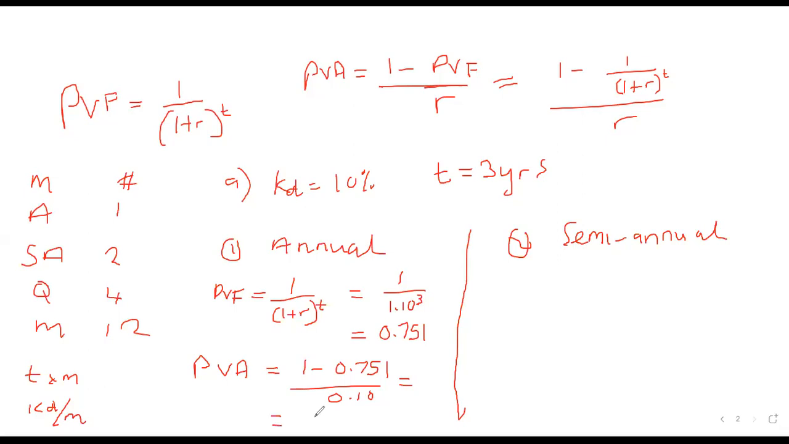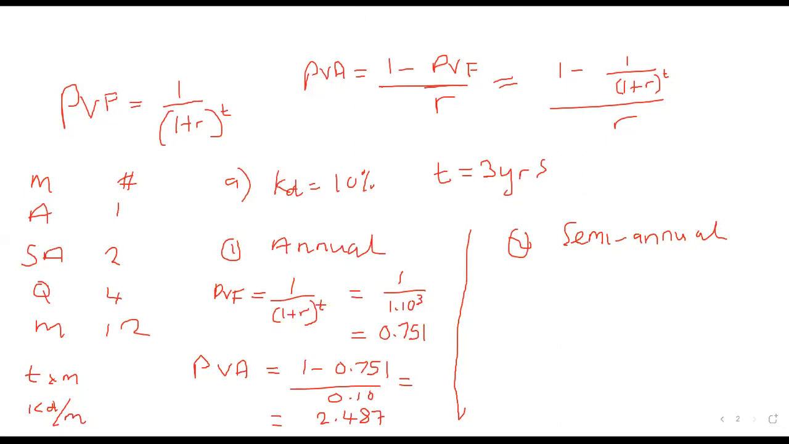I'm getting a different answer. I'm getting 2.49. 0.49. Is that correct? Sounds correct. 2.49, 2.487. Okay, yeah, okay.